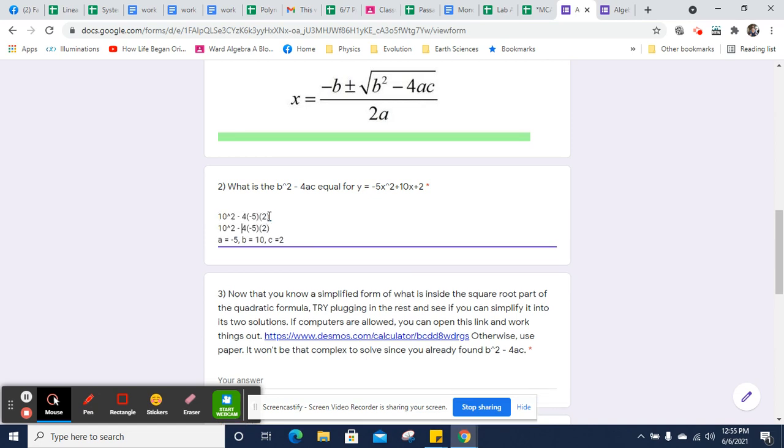10 squared is 100. 10 times 10. Then 4 times -5 is negative 20. And negative 20 times 2 is negative 40. And you might notice we have a minus here, so that's plus. And then that means that our b squared minus 4ac is 140.